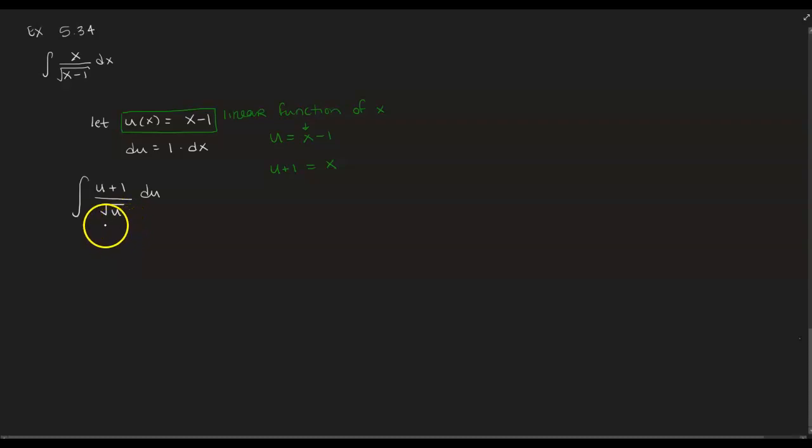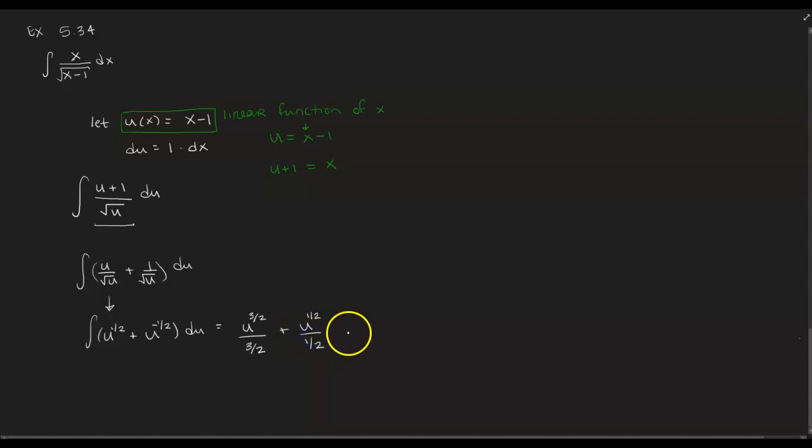To finish this off, we do need to do some alteration. Just using algebra, we're going to rewrite the integrand as u over root u plus 1 over root u. We'll simplify each one of these, so the first fraction is going to become u to the 1/2. The second fraction will be u to the negative 1/2. Using our power rules, u to the 1/2 becomes u to the 3/2 divided by 3/2. And then u to the negative 1/2 becomes u to the positive 1/2 divided by positive 1/2.